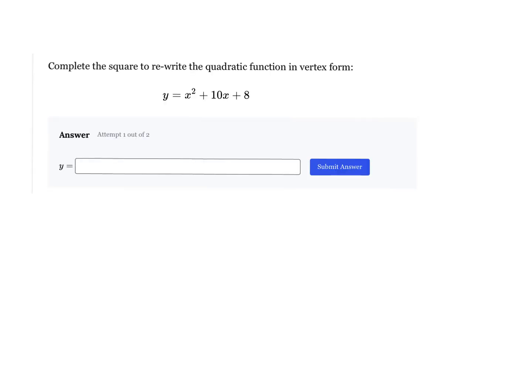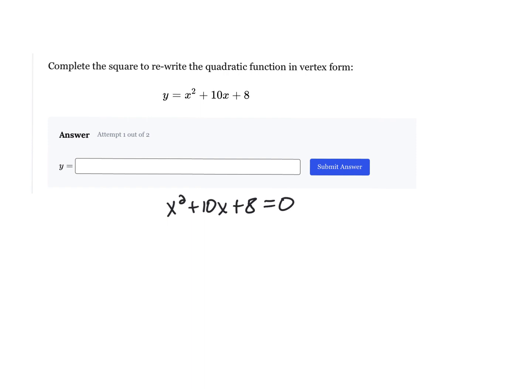Okay, so in this first problem, we're given this equation, y equals x squared plus 10x plus 8. This is a quadratic function, and it's asking to write it in vertex form, and this is currently in standard form, ax squared plus bx plus c. Now, I'm going to start by writing this as an equation, so x squared plus 10x plus 8, and I'm going to set it equal to 0, okay? Now, we're going to complete the square, but the part that we're going to use to complete the square is this first part, the ax squared plus bx, all right?